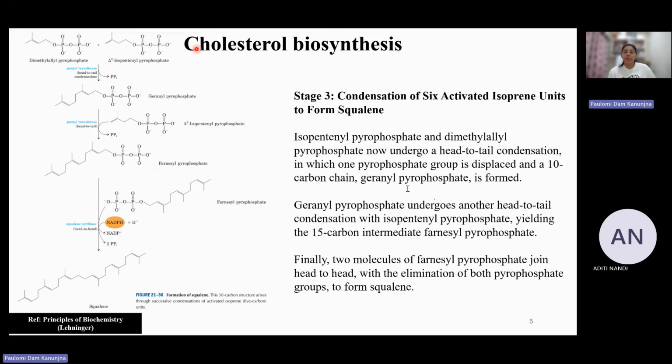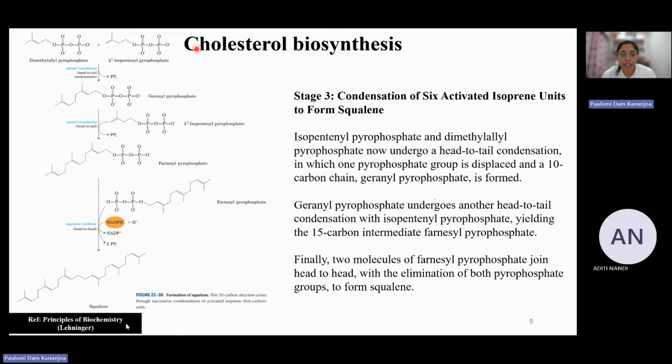Okay. So first you remember that they undergo head to tail condensation, the isopentenyl pyrophosphate and the dimethylallyl pyrophosphate, right? And in this, what happens is, as you can see, one pyrophosphate group is displaced, and this forms the 10 carbon chain, which is called geranyl pyrophosphate, right?